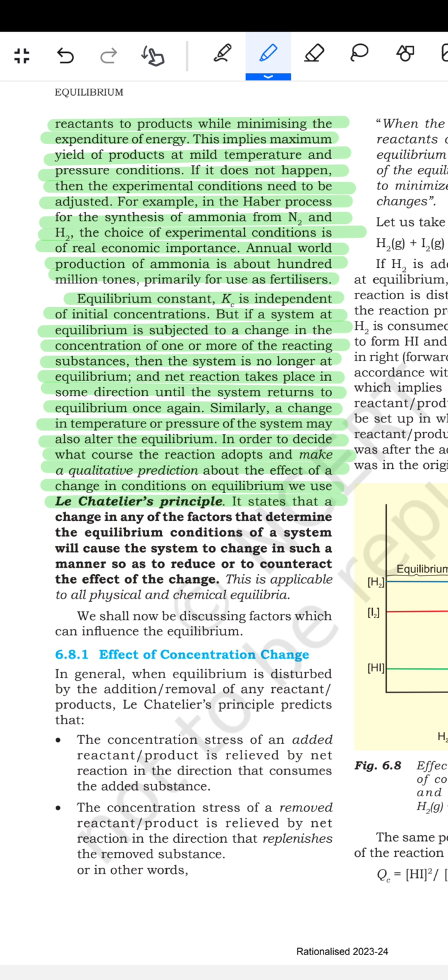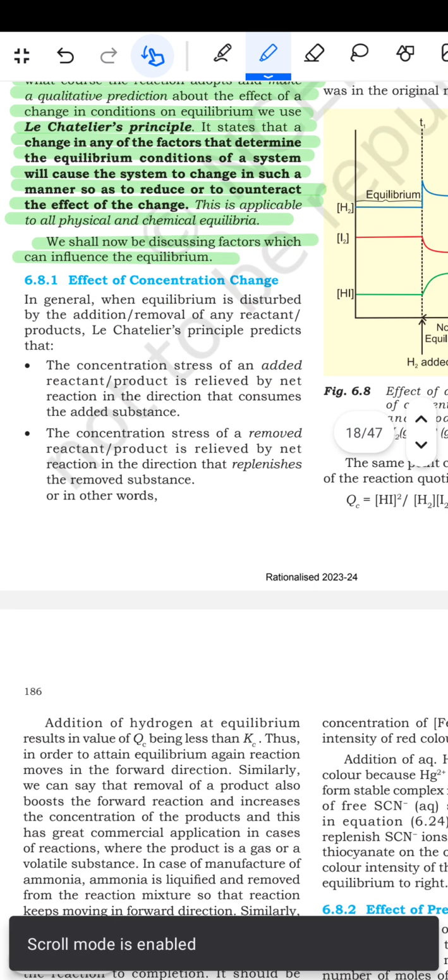It states that a change in any one of the factors that determine the equilibrium condition of a system will cause the system to change in such a manner so as to reduce or to counteract the effect of the change. This is applicable to all the physical and chemical equilibria. Before discussing the factors which can influence the equilibrium, effects of concentration change.